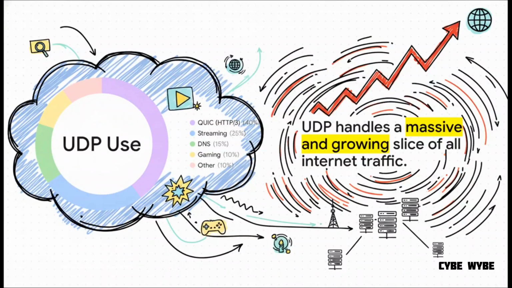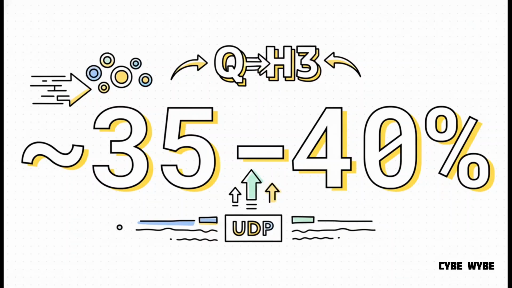And this chart just drives the point home. UDP is not some bit player anymore. It handles a massive, and I mean massive, and growing slice of all the traffic on the internet. We're talking everything from streaming and gaming to the very way we find websites. Now, the biggest reason for this huge growth is a modern protocol called QUIC, which actually powers the new version of the web, HTTP/3. And since QUIC is built right on top of UDP, it means that today, something like 35 to 40% of all web traffic now depends on UDP's foundation.